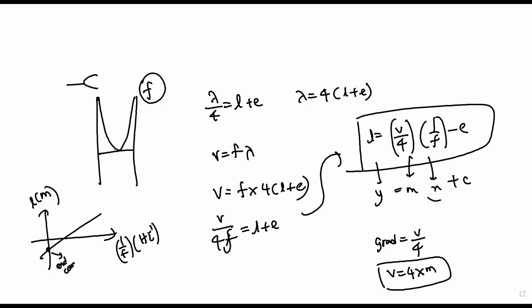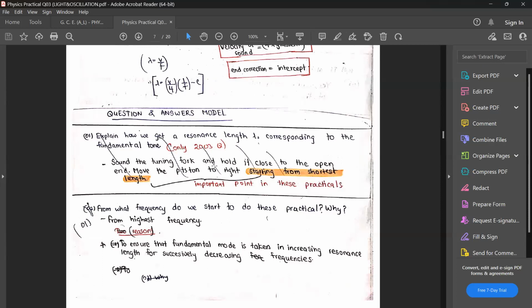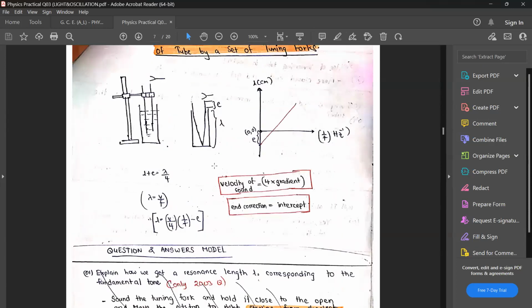Okay. So let's look at the discussion. Here they are asking, from what frequency do we start? Surely we should start with the highest frequency. Because here we are considering the fundamental overtone, or simply the first harmonic. Okay. So the first harmonic has the least length. So normally when you do this practical, we should make sure that we will not miss the fundamental overtone.